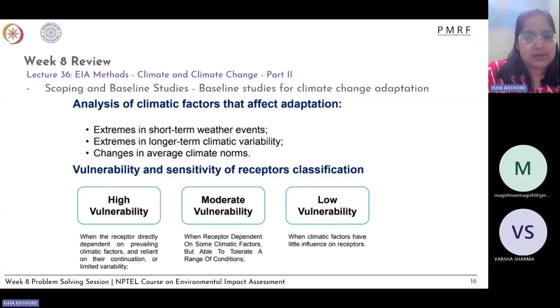Then vulnerability and sensitivity of receptors, that kind of classification can also be done, whether the receptors or the people who are facing these climate change effects are mostly dependent on these climatic factors. Then they are highly vulnerable. If they're moderately dependent on it, then they are under moderate vulnerability, and if the climatic factors have little influence on receptors, then it's a low vulnerability classification.